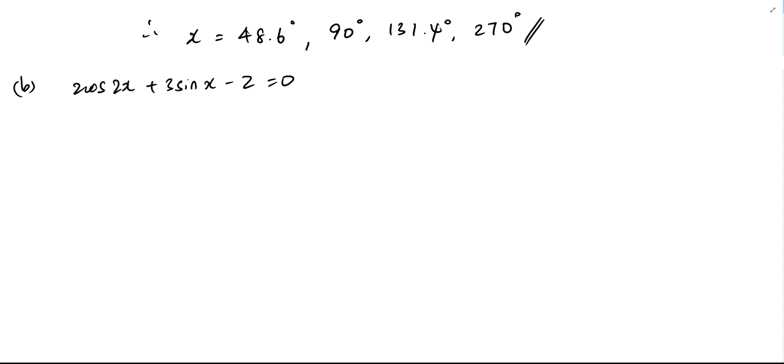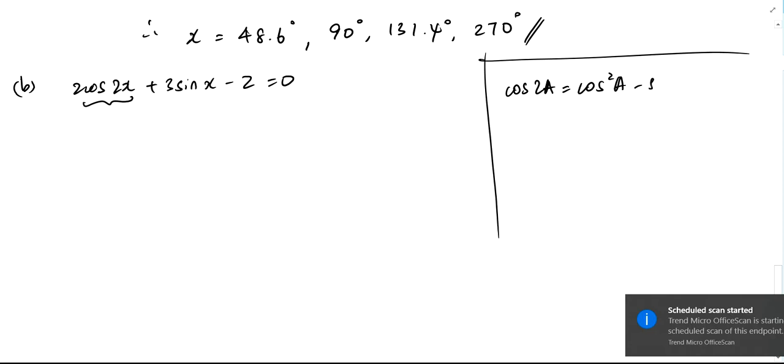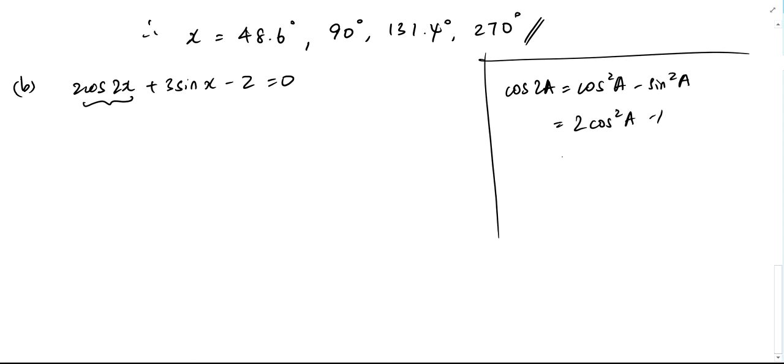Okay, now for the second part B, again we want to find the value of x. The only thing that we can do over here is to rewrite our cosine 2x. So let's put it at the side. Cosine of 2a is equals to cosine square a minus sine square a, which is 2 cosine square a minus 1, or 1 minus 2 sine square a. So all these are equivalent. The question is, what should we choose?